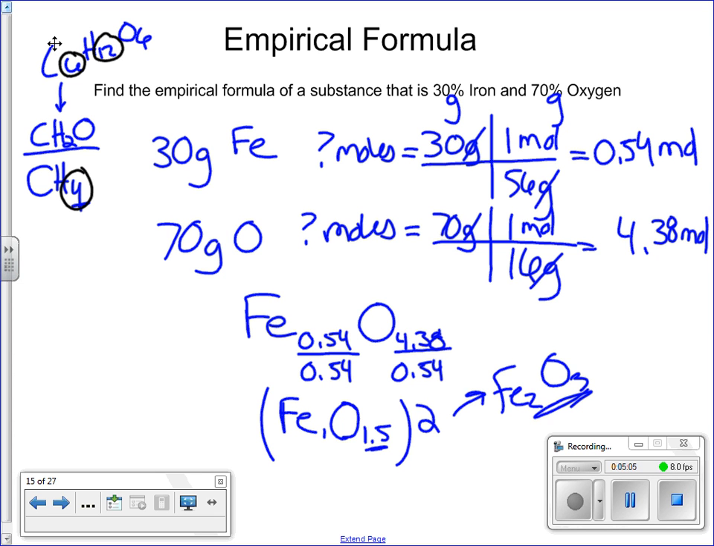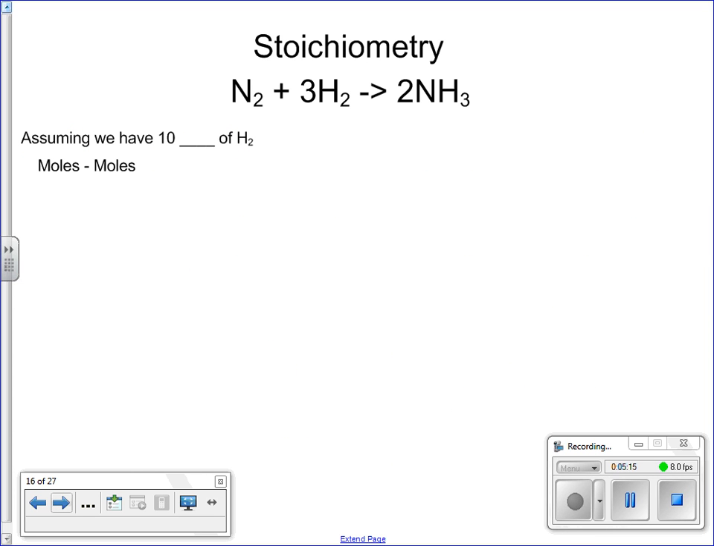A couple steps. Take the grams that you're given, convert them to moles. Write them as subscripts, find the lowest whole number ratio. Stoichiometry. The only stoichiometry you need to know for this Regents exam is moles to moles. You only need to know moles to moles.